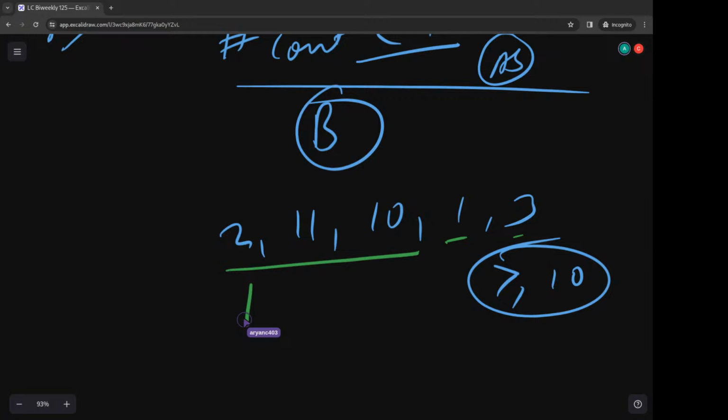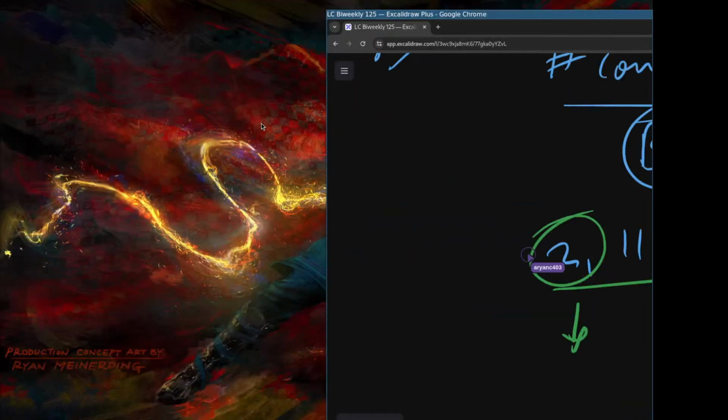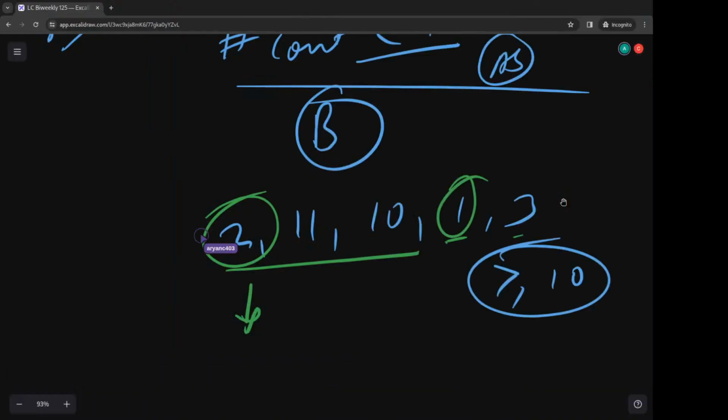For the first operation, we will take 1 and 2, and we will add 2 times minimum of 1 plus maximum of 1 comma 2 in the given array.